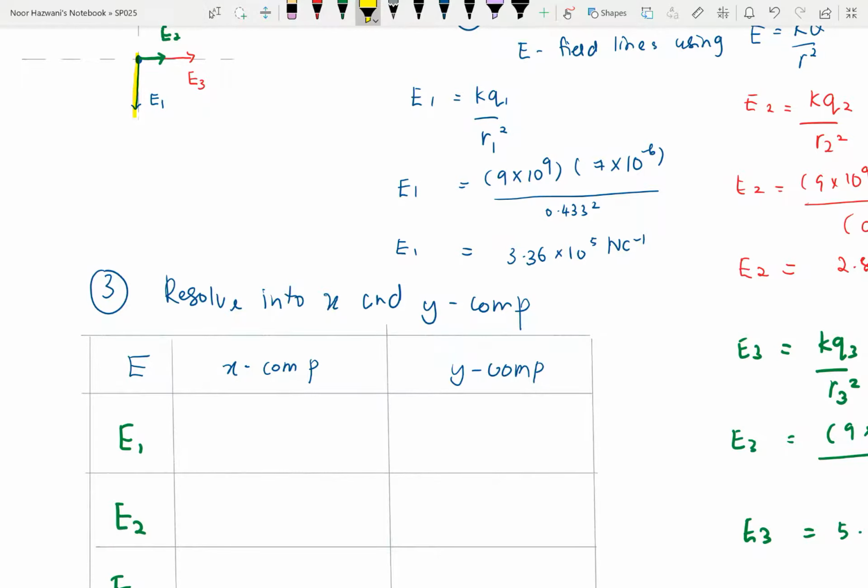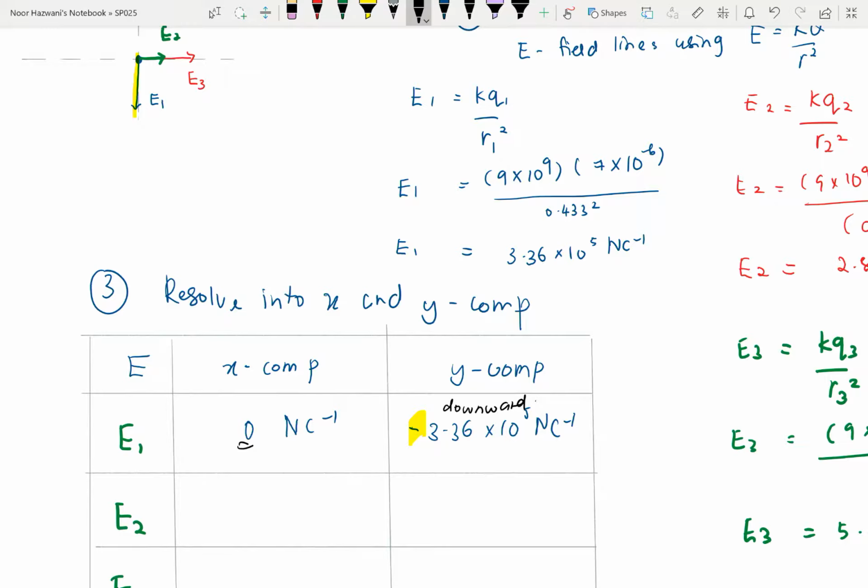E1 kita actually directed downward. Okay, and along Y component. So, dia tak ada value untuk X component. So, apa kita nak tulis kat sini? Just letak 0 Newton per Coulomb lah. Okay, untuk Y component dia adalah negative because directed downward. So, negative 3.36 times 10 to the power of 5 Newton per Coulomb. So, I just nak remind kat sini kenapa negative, sebab dia downward. Okay, kenapa 0? Sebab memang dia tak ada nilai X component lah.